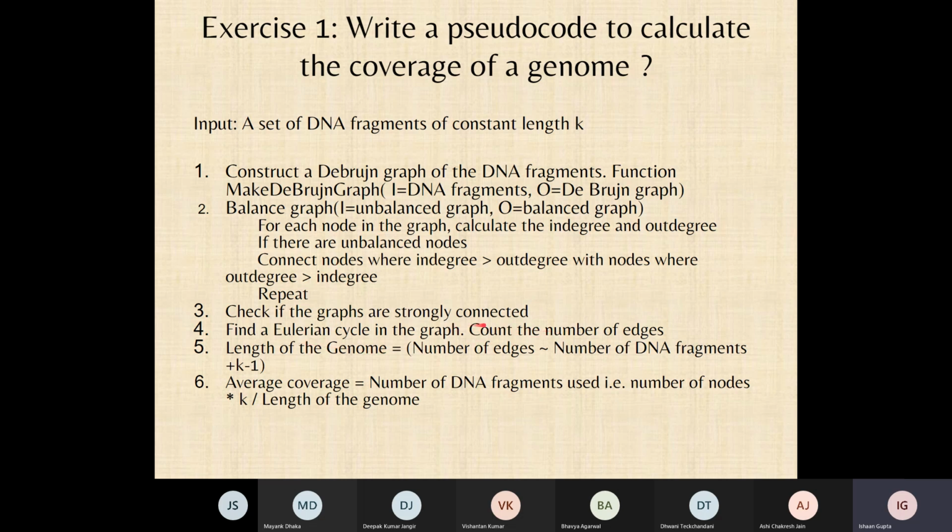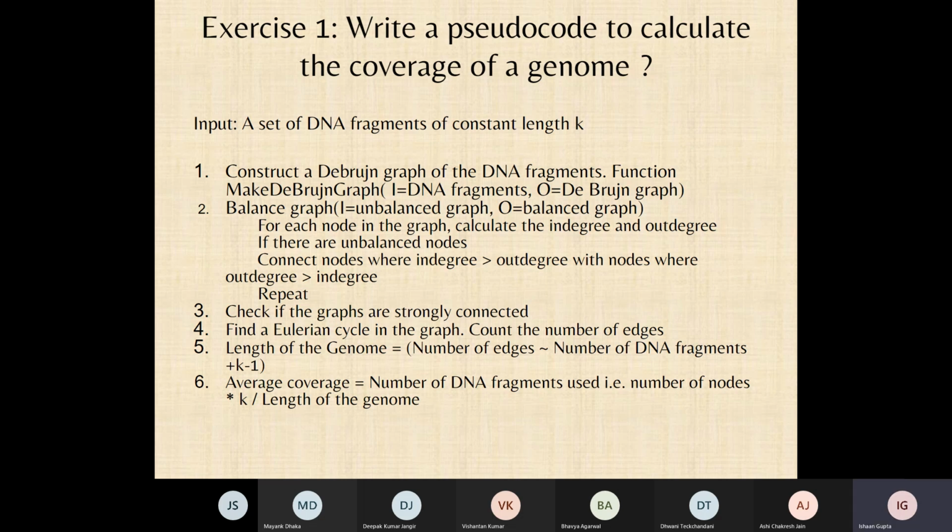After you found the Eulerian cycle, you can count the number of edges. So the length of the genome is going to be the number of edges, right? So it will be the number of edges plus the number of DNA fragments, which is equal to the number of edges plus k minus one, where k is the length of your read itself. That's going to be the length of the genome. The average coverage is going to be the number of DNA fragments that were used initially to construct the De Bruijn graph, multiplied by the length of the fragment, which is k, divided by the length of the genome. All right. I hope this is clear to everybody.